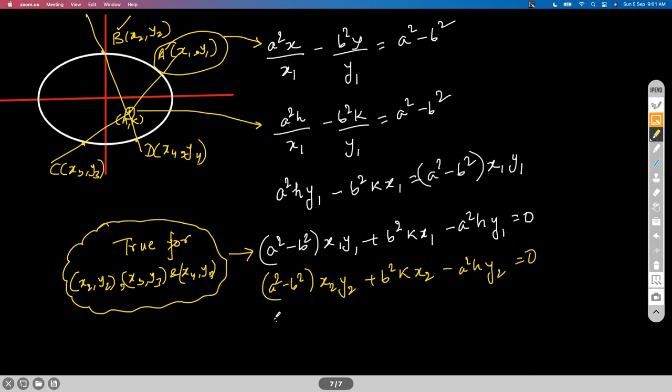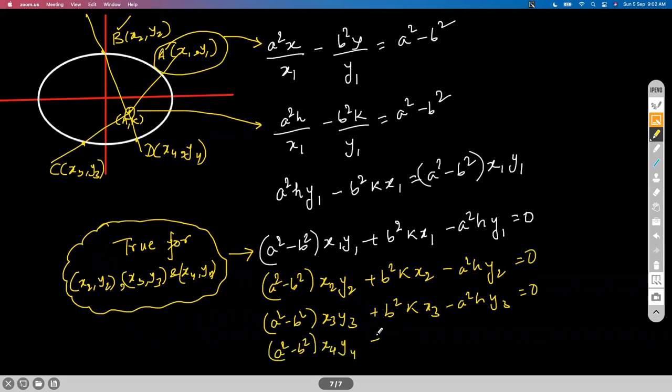Okay. And further replace it with x3, y3. Further replace with x4, y4. Correct. Now, what is the structure of this equation?